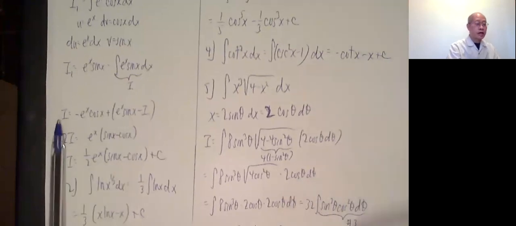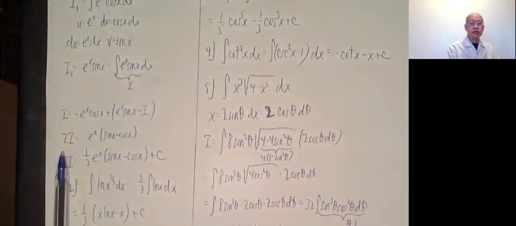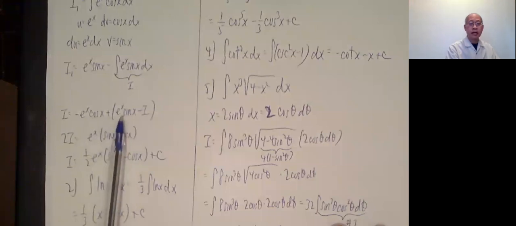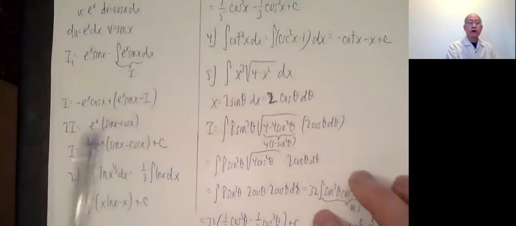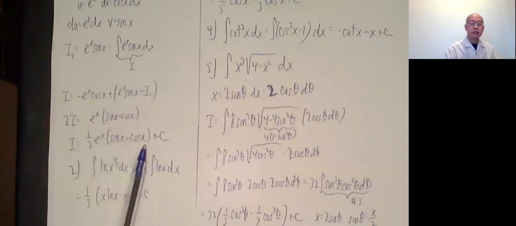So I've got an equation that has I here and a negative I here, so I'll add I to both sides. I get 2I equals, these two terms have a common factor of e to the x, so I factor out e to the x, and I'm writing it as sine x minus cosine x. Divide by 2, so I is 1/2 e to the x (sine x minus cosine x) plus c.